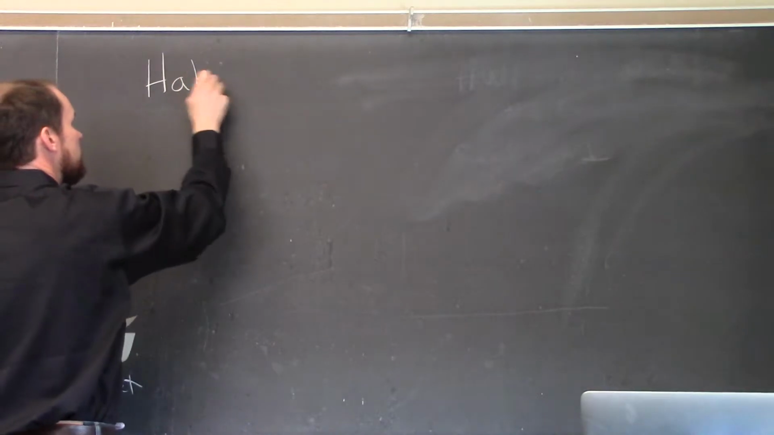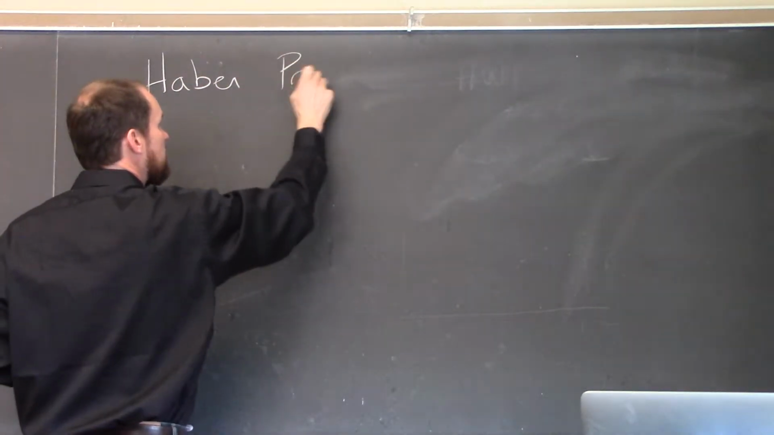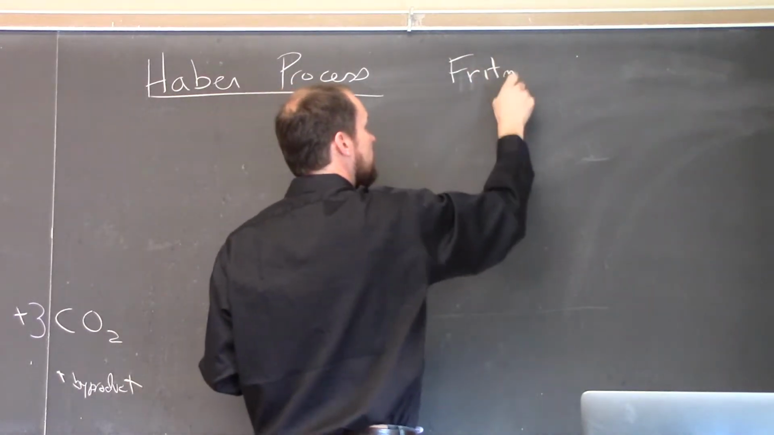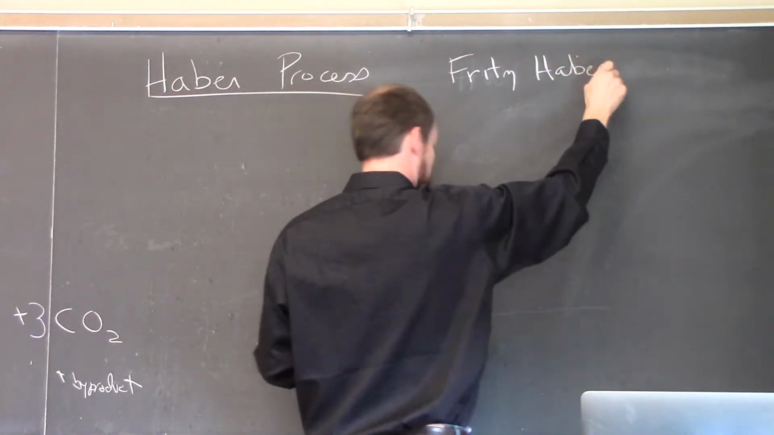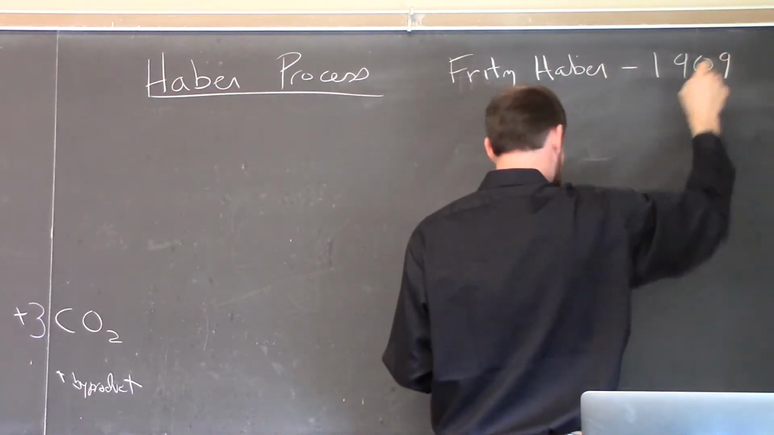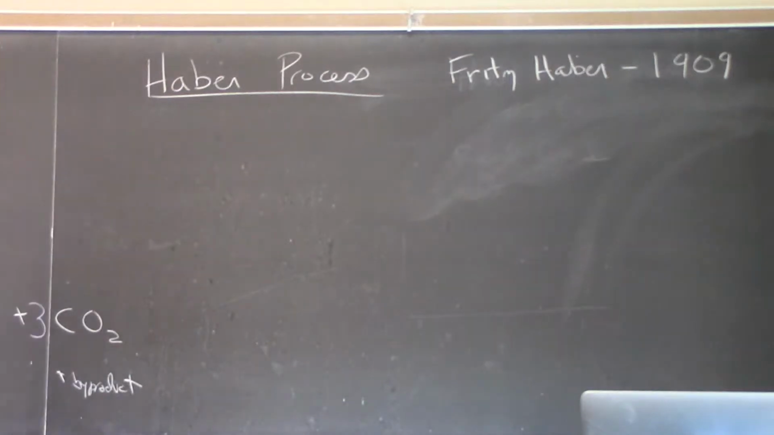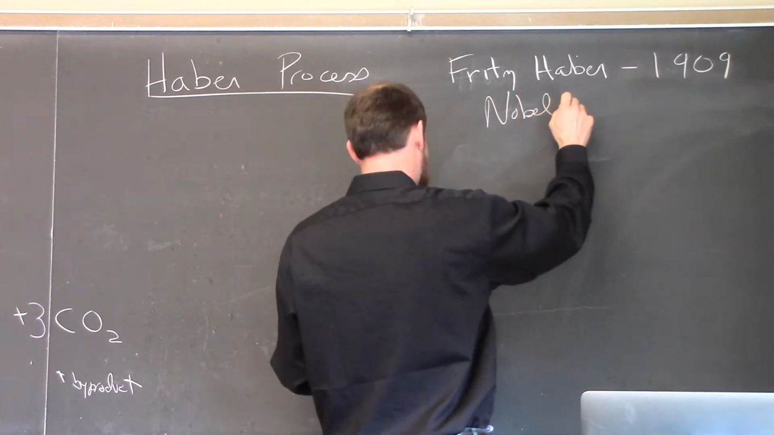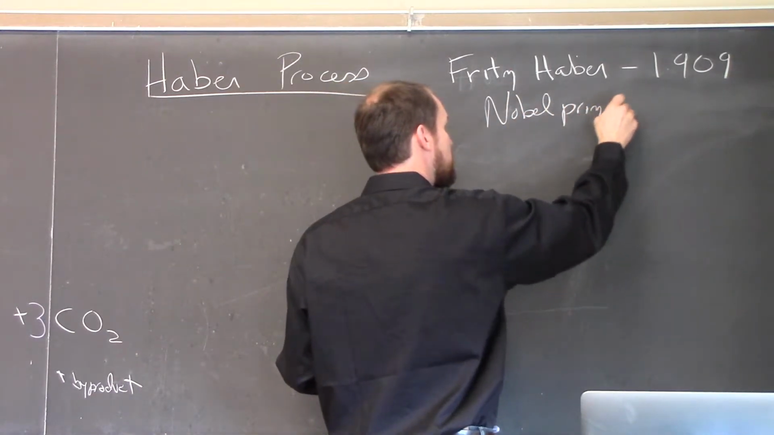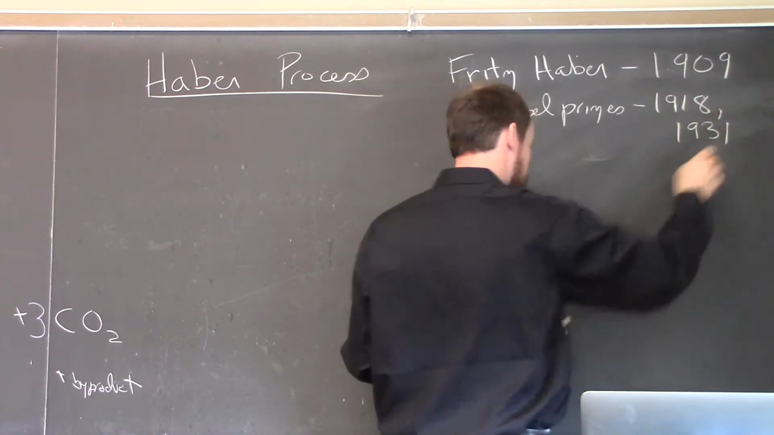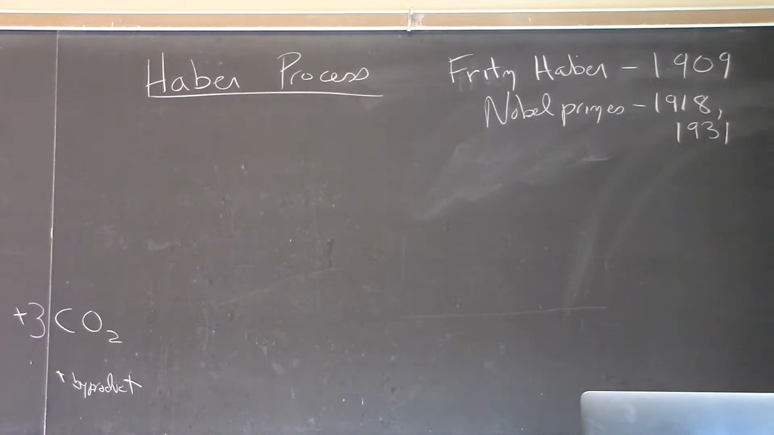The process that we do this most often by right now is called the Haber process. It's named after Fritz Haber, and he did this in 1909, right as the chemical industry was starting to grow. He actually won the Nobel Prize for this. He actually won two Nobel Prizes, 1918 and again in 1931. It's recognized as a big deal even back then.